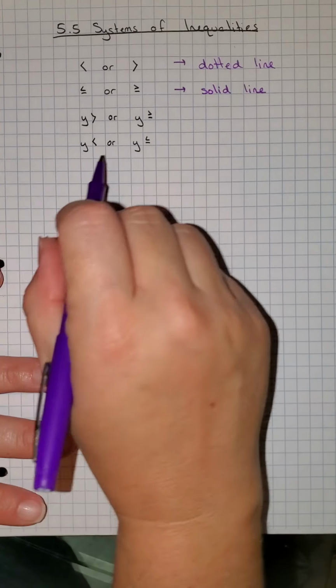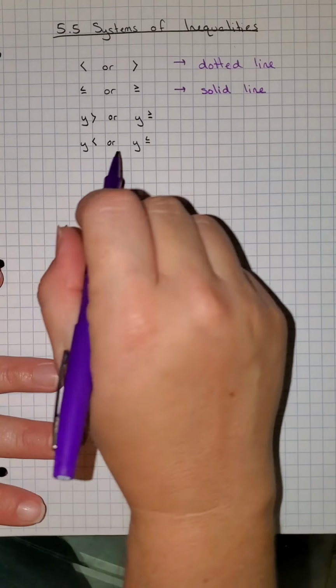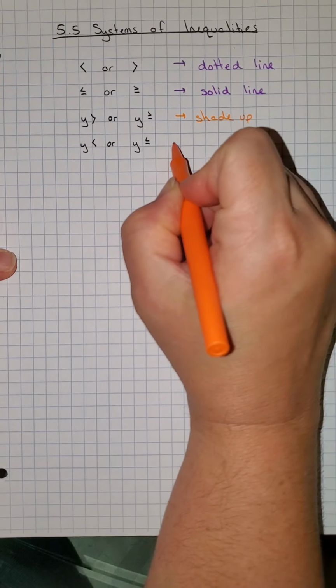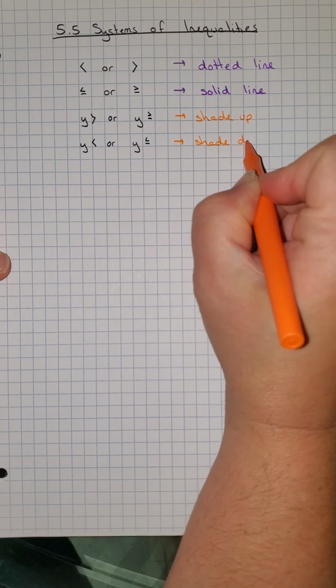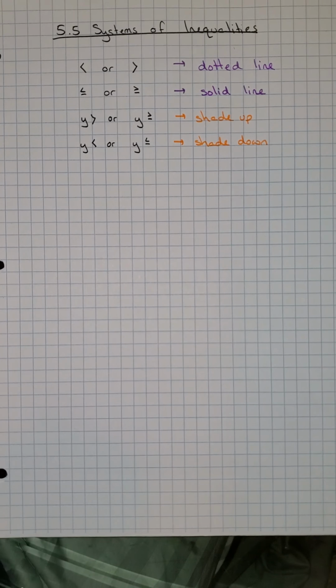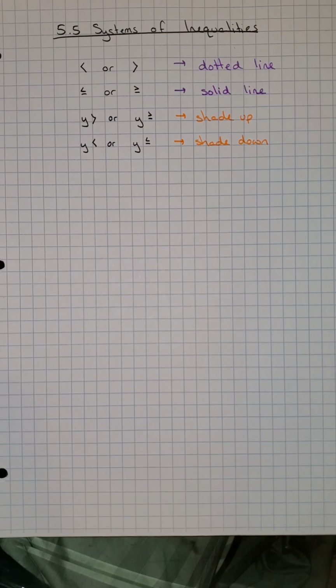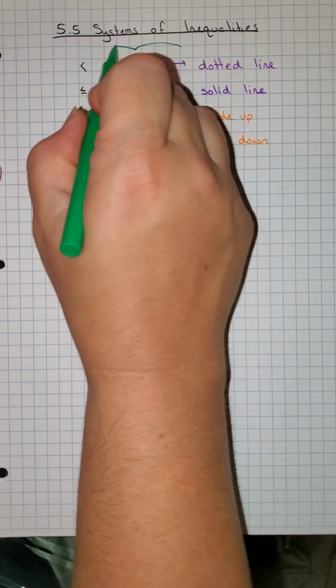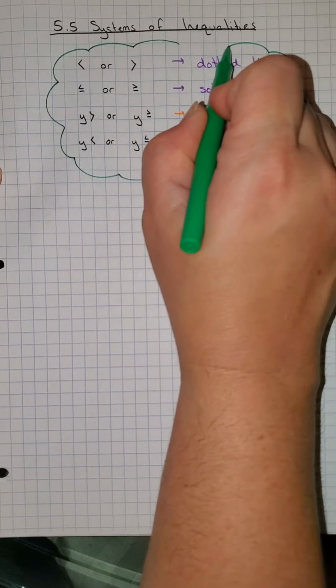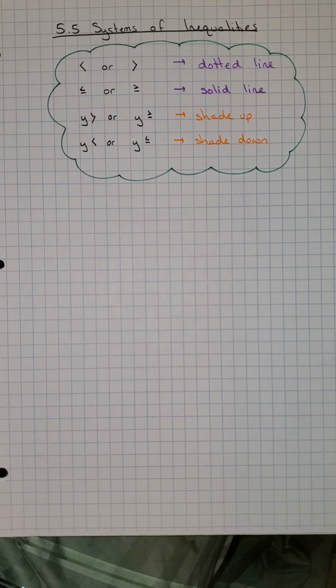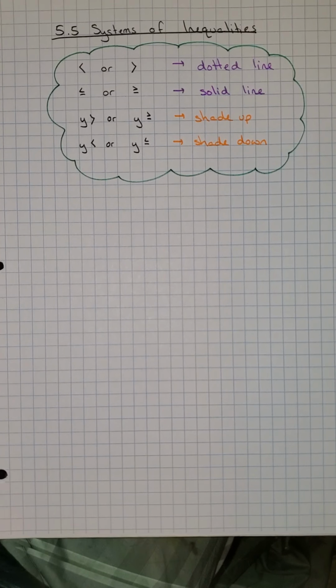If y is greater than or y is greater than or equal to, you are going to shade up. And if y is less than or y is less than or equal to, you're going to shade down. So this is basically the key for this whole assignment. And 5.5 does go with 5.6. Like you have to do this in 5.6 a little too. Alright, so we'll start with checkpoint 1.